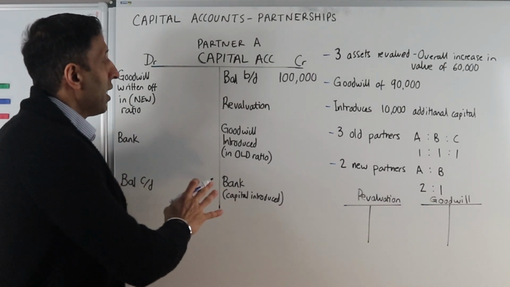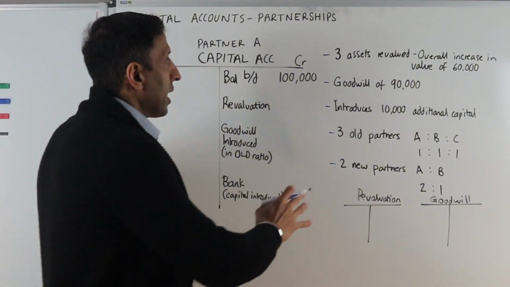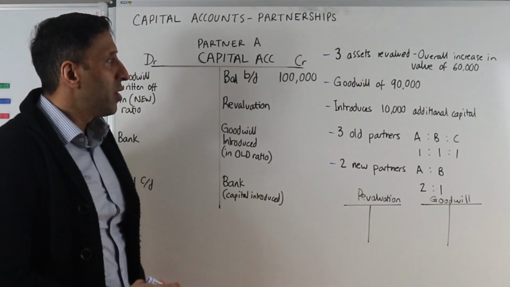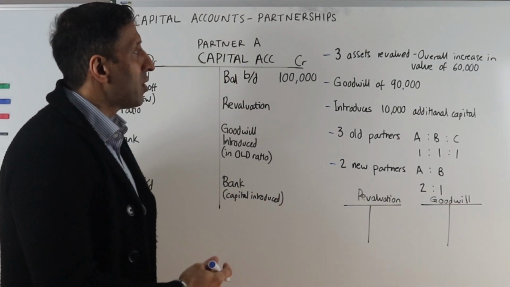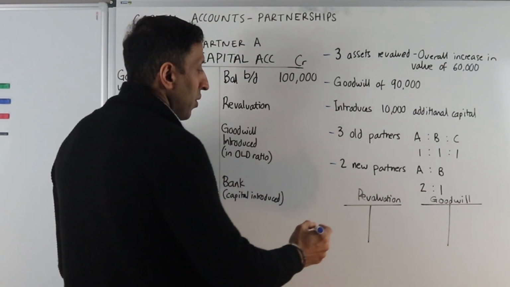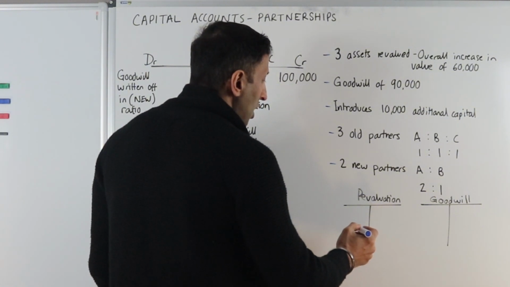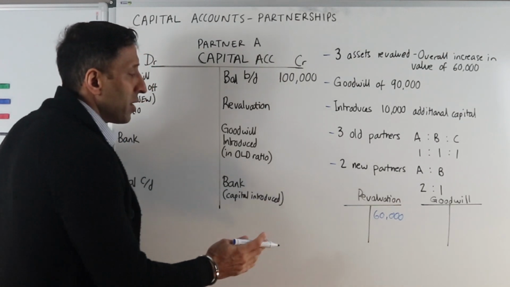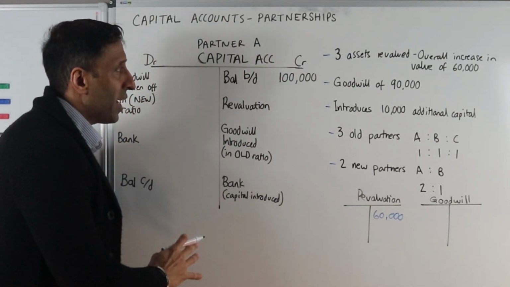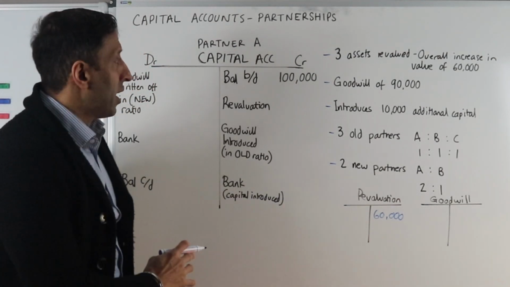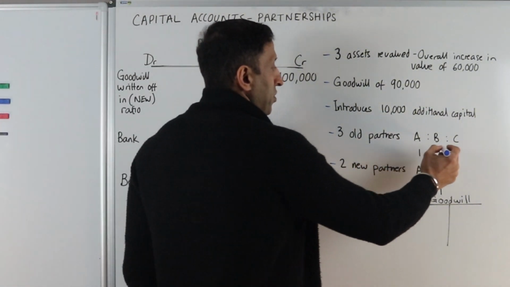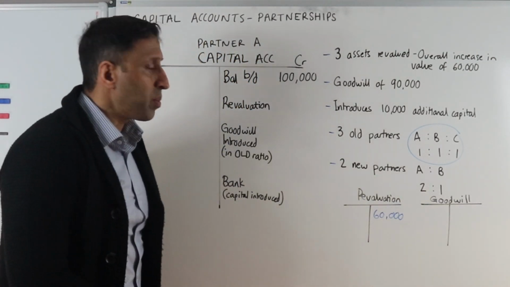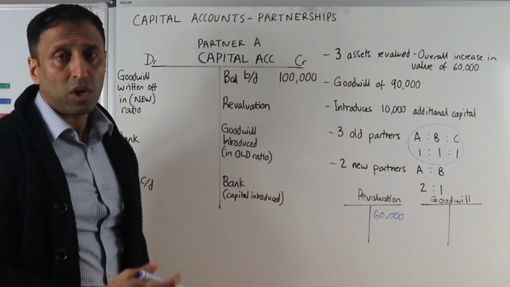Okay, so now let's do the revaluation first. Overall, we're saying that non-current assets have been revalued and there's an overall increase in value of 60,000. So if we had a revaluation account, we're going to have a value of 60,000 on that account, and that 60,000 is going to be shared to the partners in the old ratio. The old ratio is that all the partners shared profits or gains or losses equally.